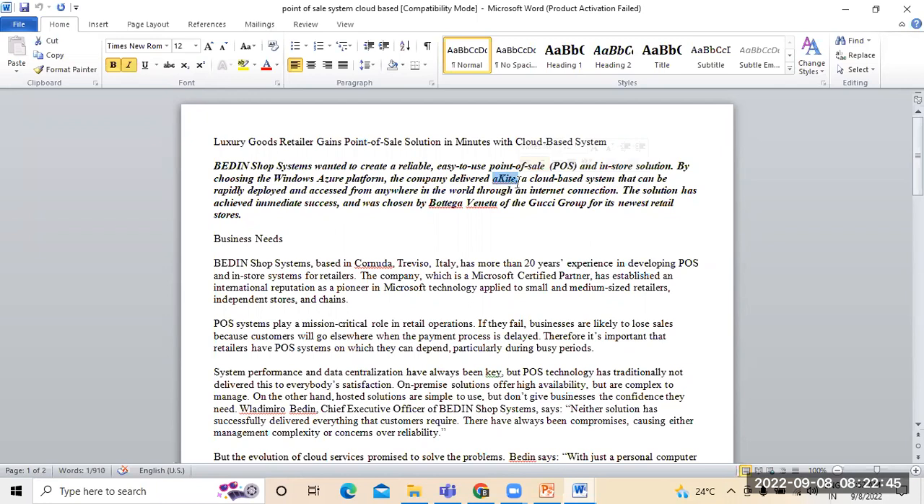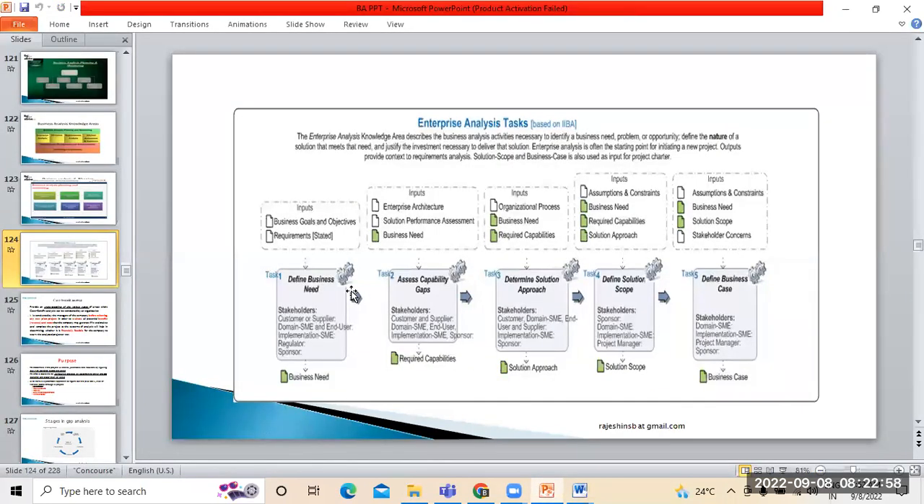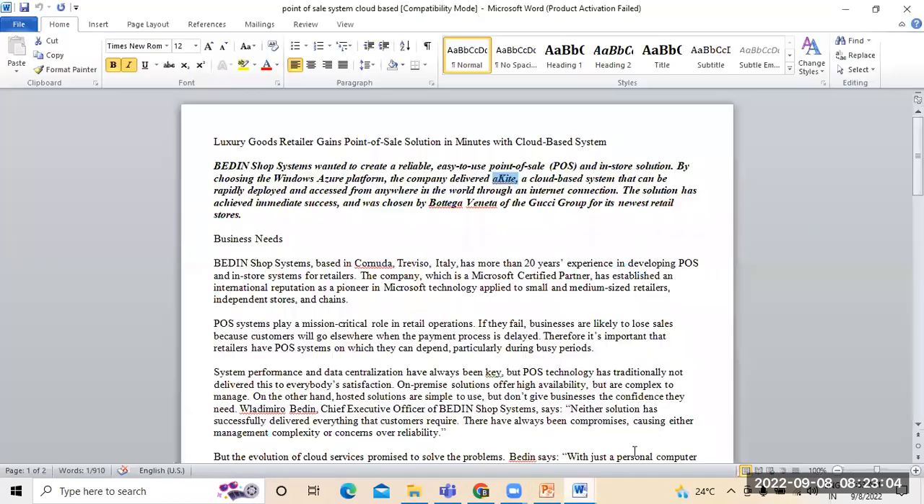So now the third one, enterprise analysis, where you're understanding the business need. You're assessing the capability gaps. Understanding the business need here means what exactly the need of the business is, right? So defining the business need. If you want to define the business need, first of all, based on the case study, you need to understand what could be the requirements of the customer in future to take a cloud-based POS system.